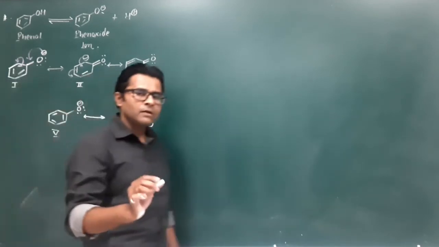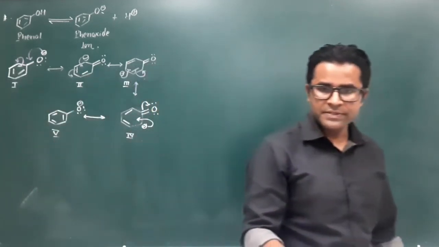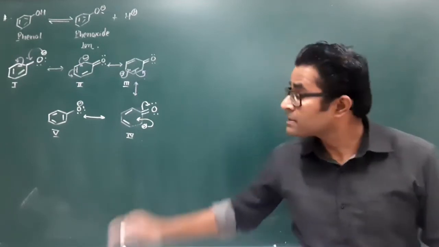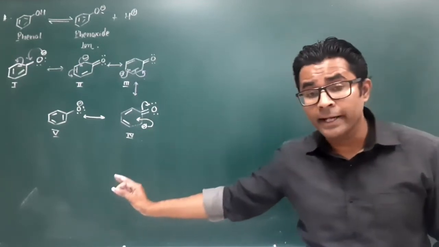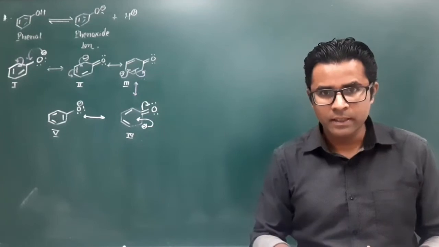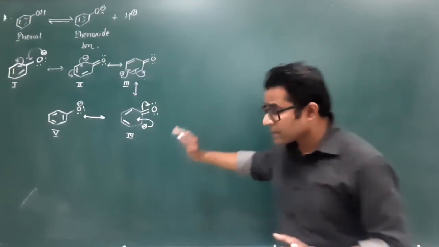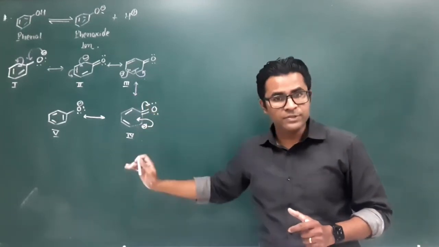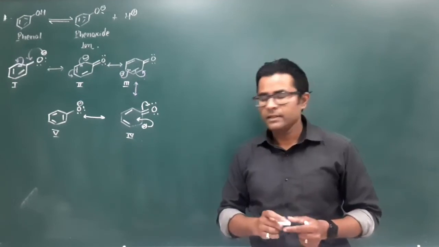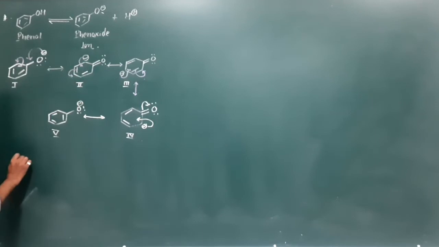As the number of resonating structures increases, quite simply, the stability of that particular phenoxide ion goes on increasing. This is how the stability and the resonating structures are interconnected. Okay, now suppose we have this particular phenoxide ion.